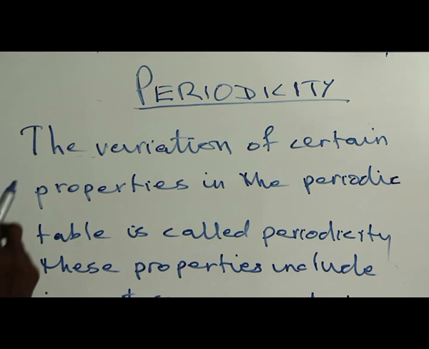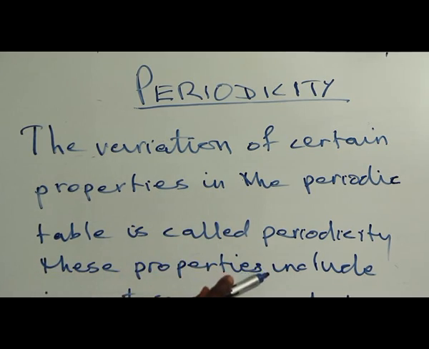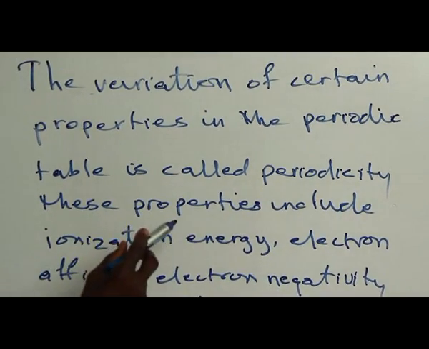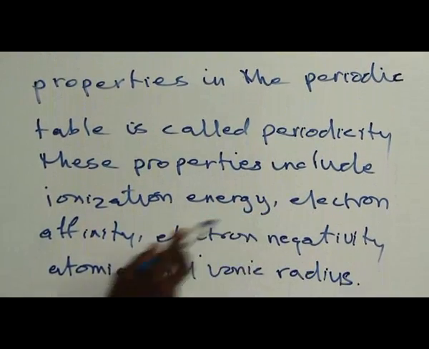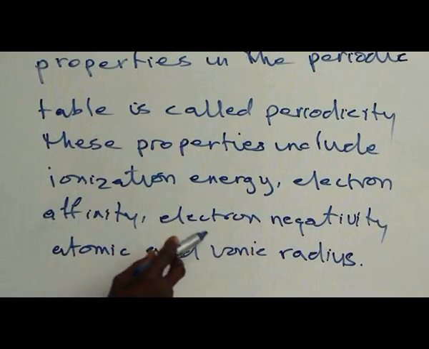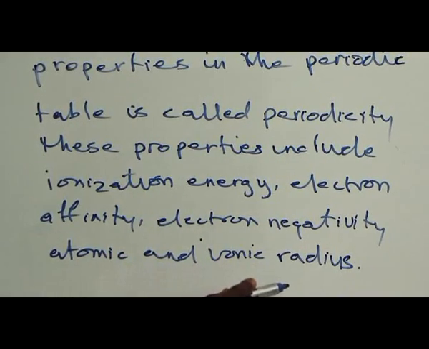Periodicity. The variation of certain properties in the periodic table is called periodicity. These properties include ionization energy, electron affinity, electronegativity, atomic and ionic radius.